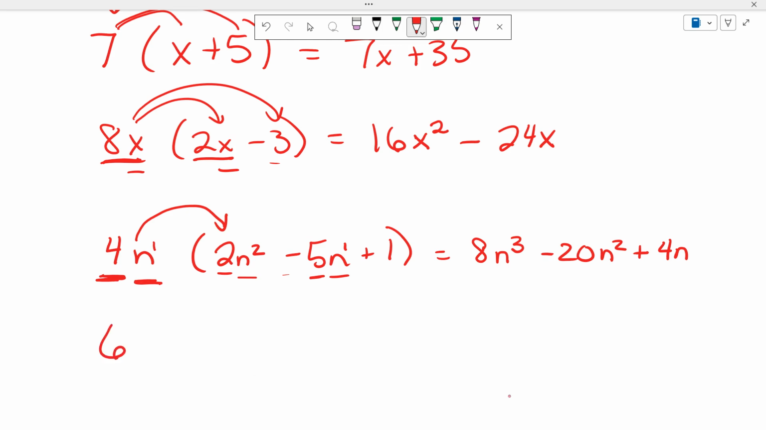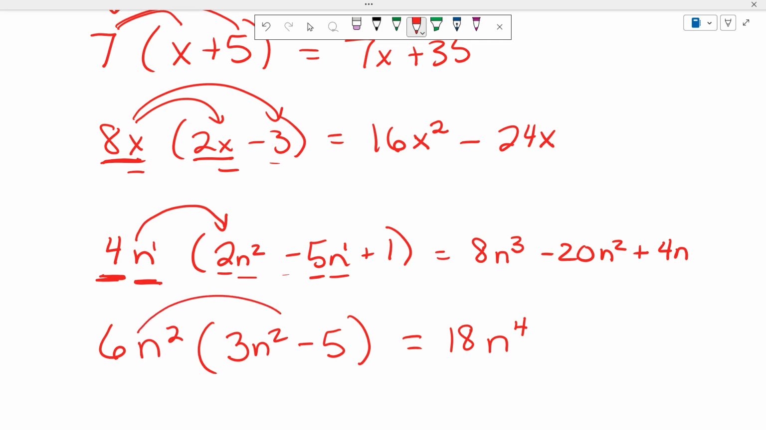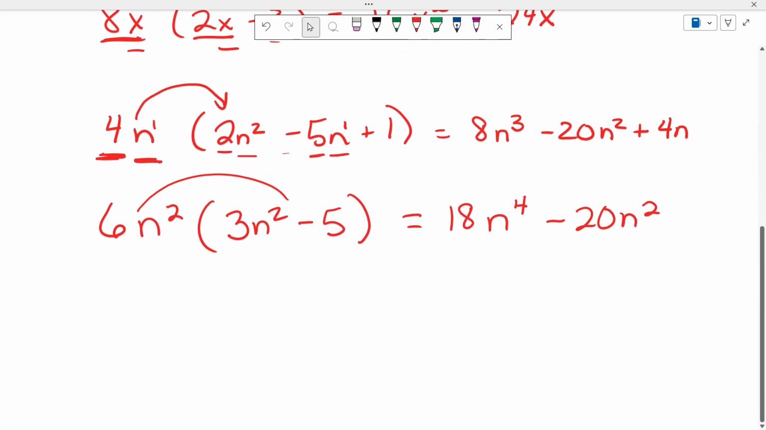If we have 6n squared on the outside, times 3n squared minus 5. So we got to take 3n squared times 6n squared. 3 times 6 is 18. N squared times n squared is n to the 4th power. Then 6n squared times negative 5 is negative 20n squared. All right, hopefully you're getting this.